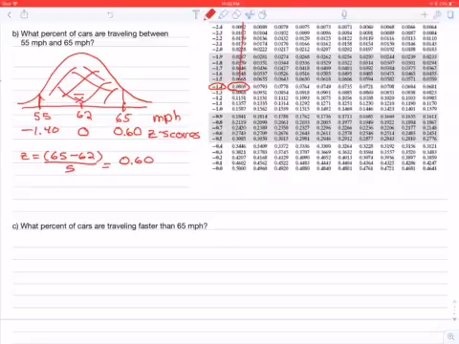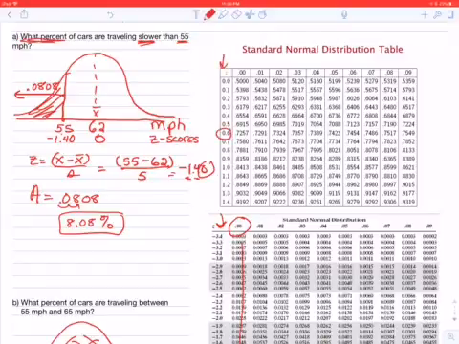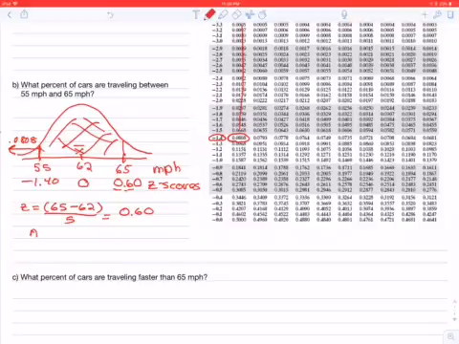So the area to the left of a z-score of negative 1.40, we did that already in the last example. That was 0.0808. Now, for the area below the z-score of 0.60, go to the positive table. 0.60, so 0.6 under z, 0 hundredths. So I get 0.7257. That's the area to the left of the z-score we looked up.